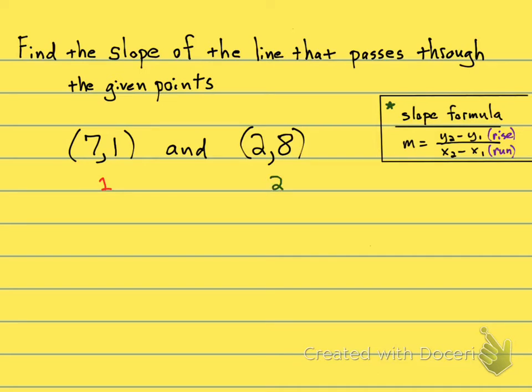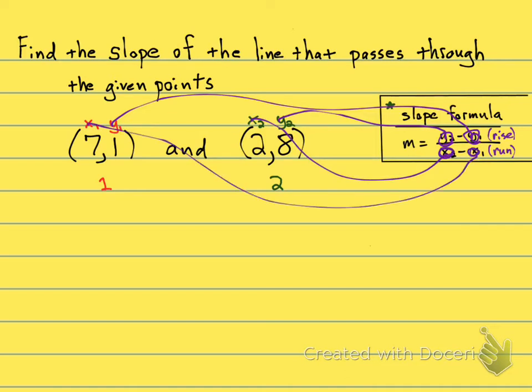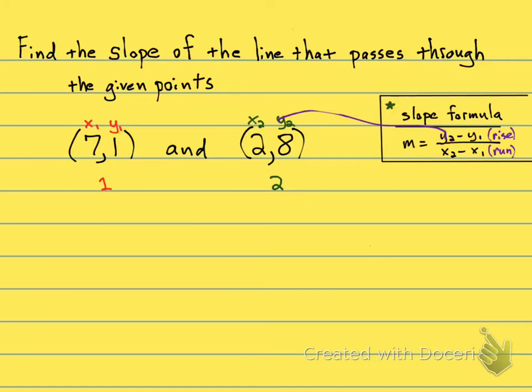Remember that your x comes first, so this is the x sub 1, and this is the y sub 1, and then this will be the x sub 2 and the y sub 2. So once you have it labeled, all you're going to need to do is plug them into the formula. So we will put y sub 2 right there, y sub 1 right here, x sub 2 right here, and x sub 1 right here. Okay, let's go ahead and do it.